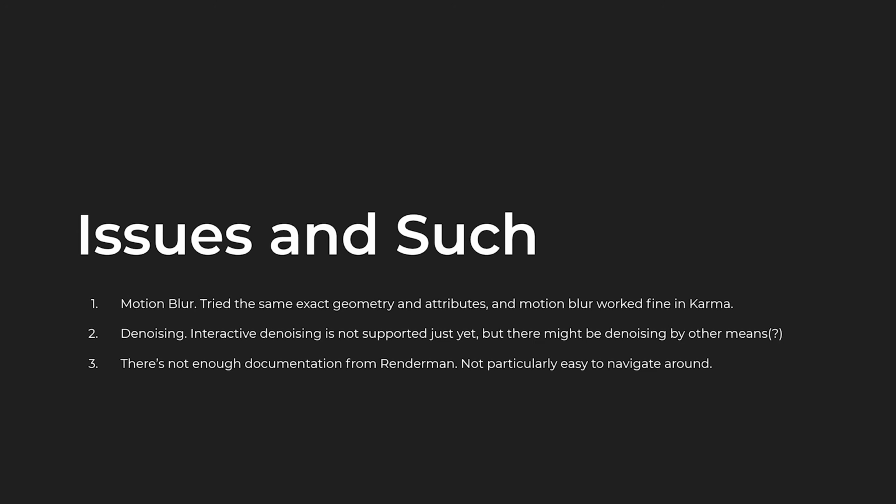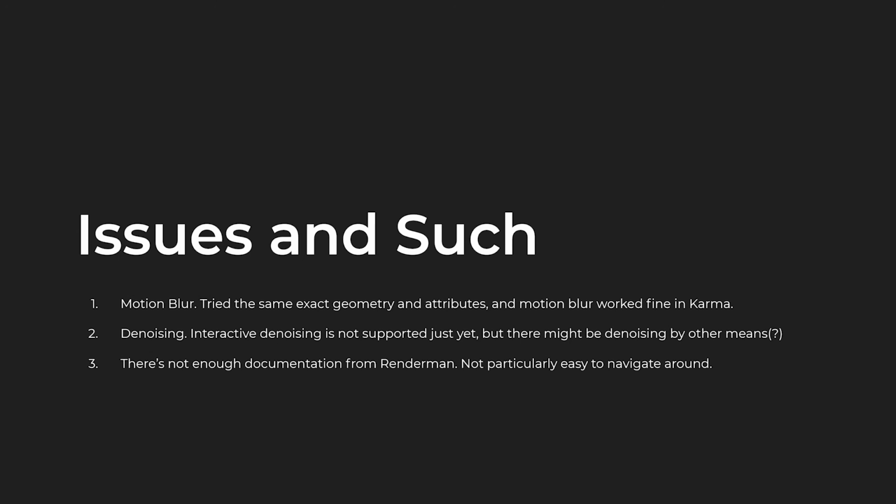I couldn't figure out how to do motion blur in Renderman. There might be some secret switch somewhere, but I'm not sure where I should find that. I know that Renderman does motion blur in Solaris. I've seen a few presentations where that was demonstrated, but I personally couldn't find it.